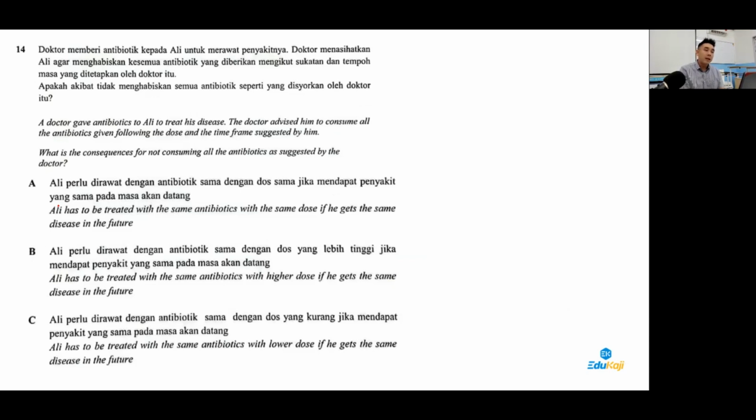So, the doctor gave antibiotics to Ali and asked him to consume all. Now, guys, do you know that you have to consume all the antibiotics? You have to complete the dose. If not, the whole course is not complete. So when you get the same illness, you need an even higher dose, which is not healthy for you. So the answer is B. Ali has to be treated with the same antibiotic, but a higher dose. So 14 is B.